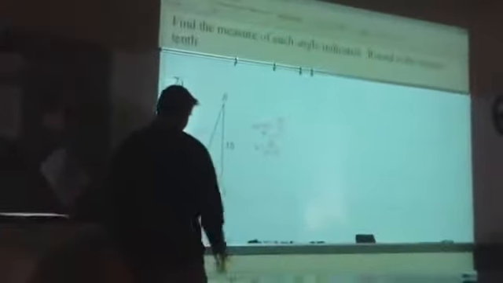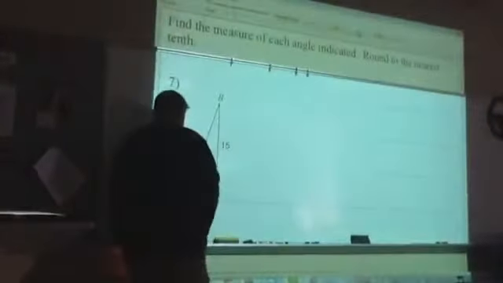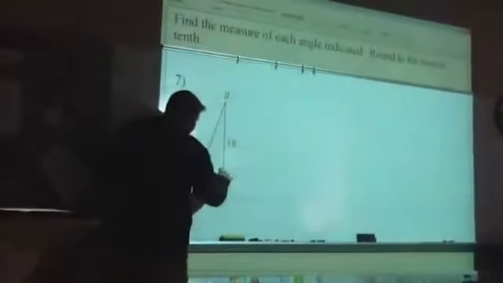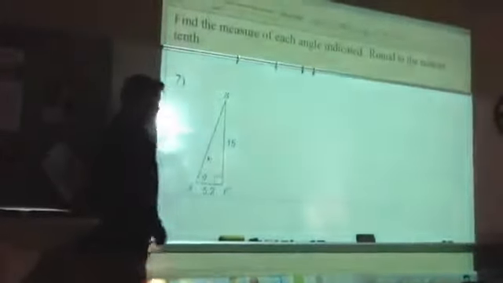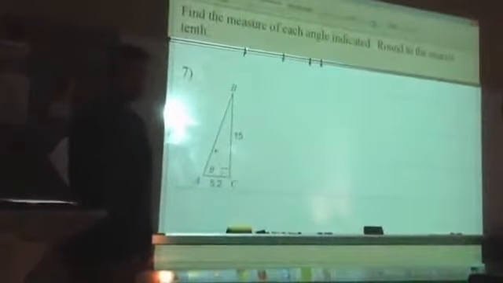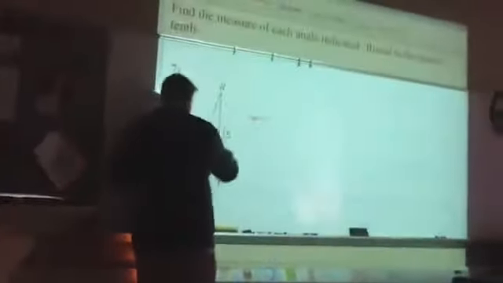Now, 7, 8, 9, we're finding theta. We're finding an angle. It's a little bit different. Not a lot, but a little bit. What two sides do you have? Obviously, we don't have the hypotenuse. What's the only trig function that does not use the hypotenuse? Tangent. So I'm going to say the tangent of theta equals the opposite side, 15, over the adjacent side, 5.2.